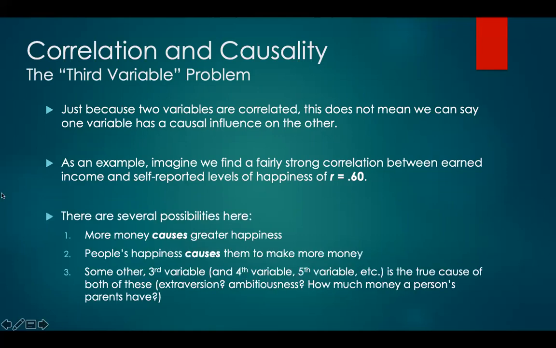There are several possibilities here, though. One is that more money causes greater happiness. Another is that people's happiness causes them to make more money. Or third, some third variable, and maybe even a fourth and fifth variable, is the true cause of both of these. So maybe it's extroversion. Maybe extroversion causes people to be both happy and to earn more money. Maybe it's ambitiousness, or how much money a person's parents have.